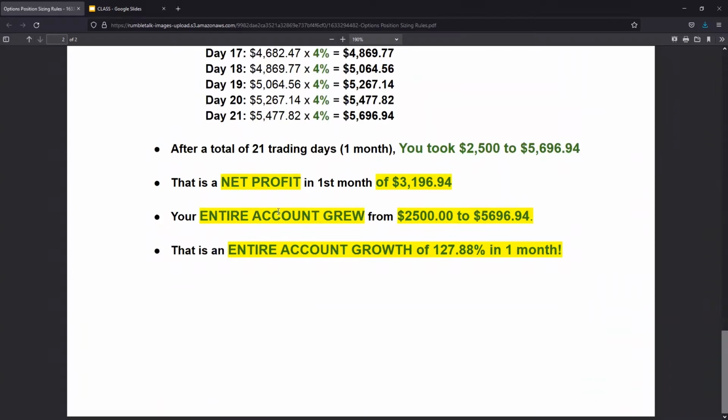So now your entire account grew from $2,500 to $5,696.94 in your first month. You see this? $2,500 to $5,696.94 in 1 month. Now there's people that grow $2,500 accounts into 10 grand in a month, but that's taking on a lot of risk, and a lot of people are going to end up blowing their accounts by taking on that additional risk. So with that being said, you could simply divide 5696.94 by 2,500, and you can see that the entire account for that month grew 127.88% in 1 month.